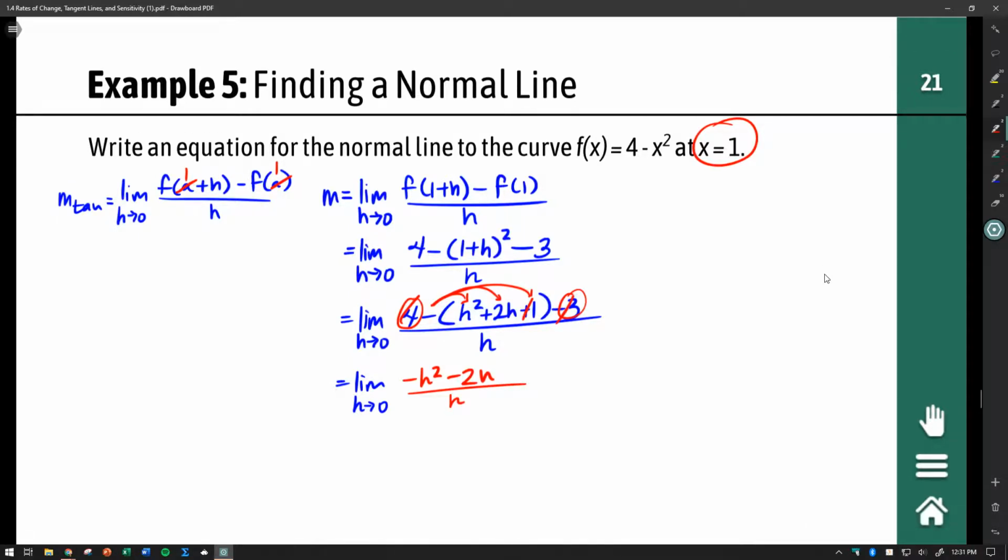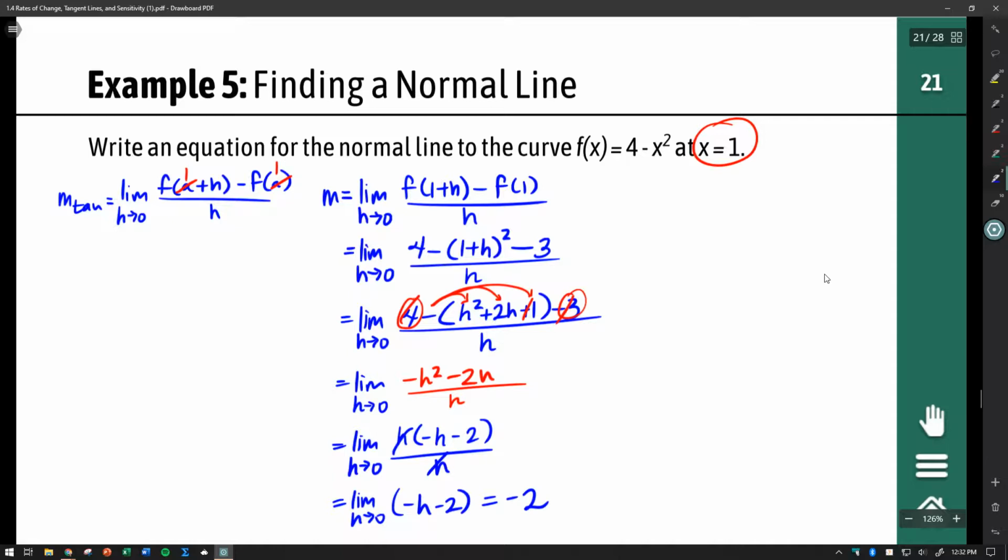So then what we can do is factor out an h on top so that we can cancel it with the h in the denominator. So we're going to have the limit as h goes to 0 of, let's factor out the h, negative h minus 2 over h, and there we are. So this is going to end up with the limit as h goes to 0 of a negative h minus 2, and as h goes to 0, negative 0, so that's just 0, minus 2, we have an answer, negative 2. So there's the slope of the tangent line. I'm going to call it m tan.